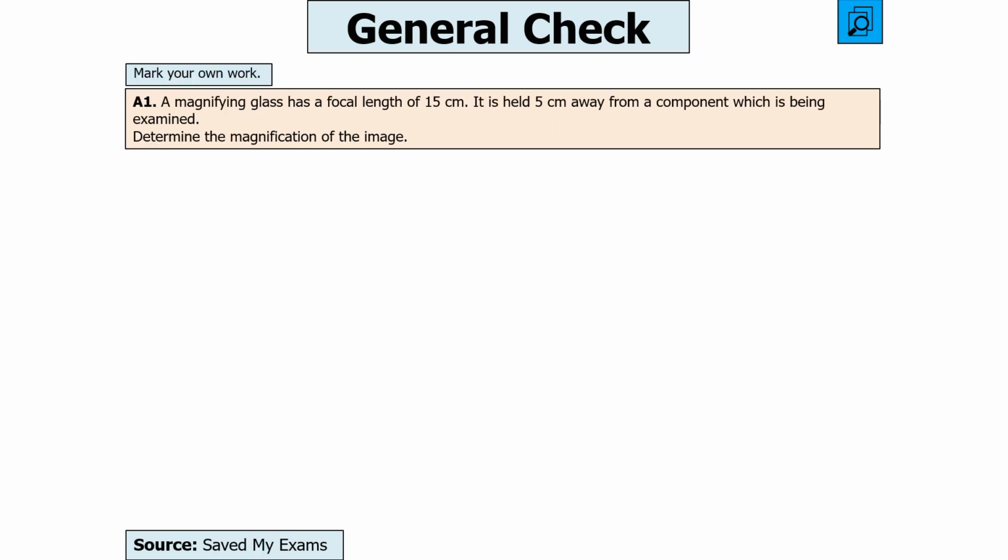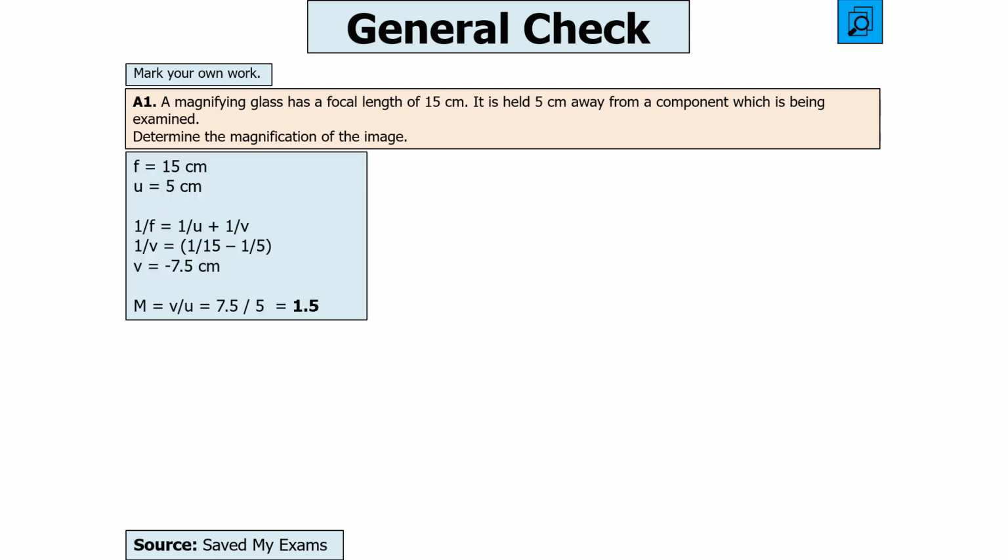Right, in this first one, you've got to remember that if it's got a focal length of 15 centimeters, we can say f is 15 centimeters. It's held 5 centimeters away from the component being examined, so u is 5 centimeters. We've then got to use our equation for lenses, which is 1 over f equals 1 over u plus 1 over v. Pop in all the values, and you get v to be minus 7.5 centimeters. Now we also know magnification is going to be v, which is the image length, divided by u, the object length. So it's 7.5 over 5, so the magnification is 1.5.